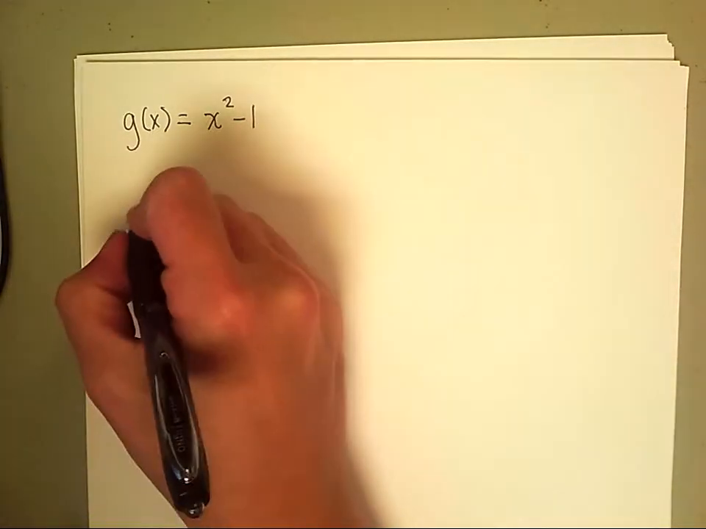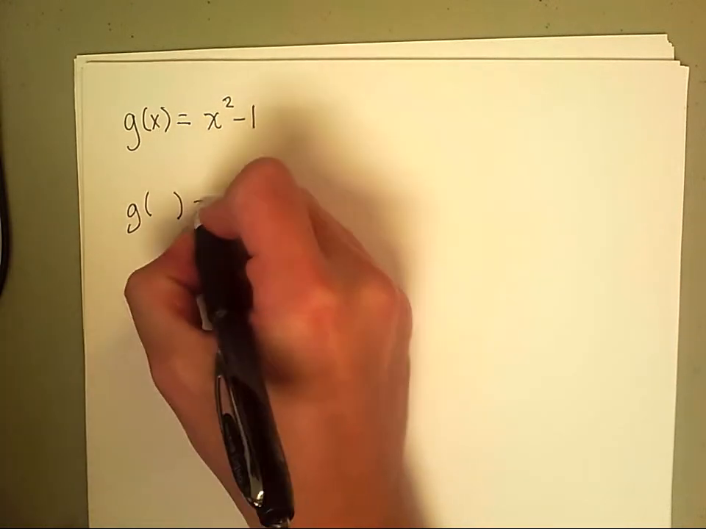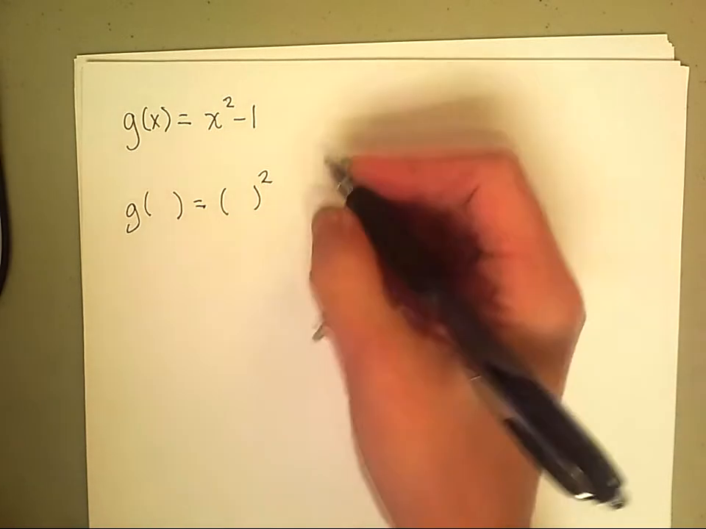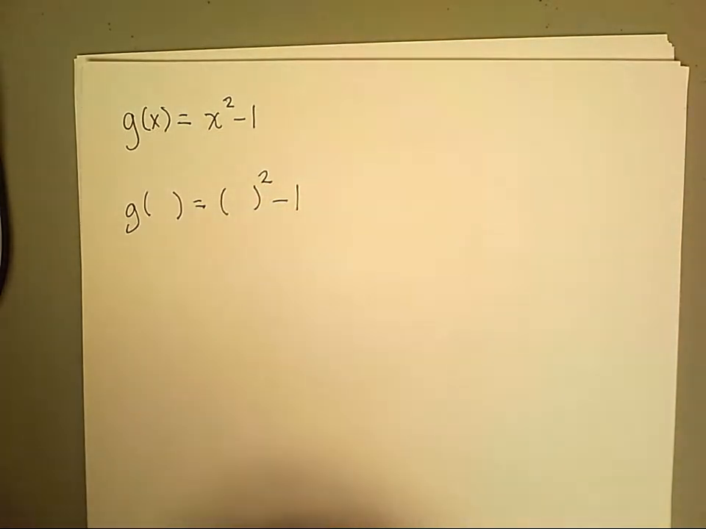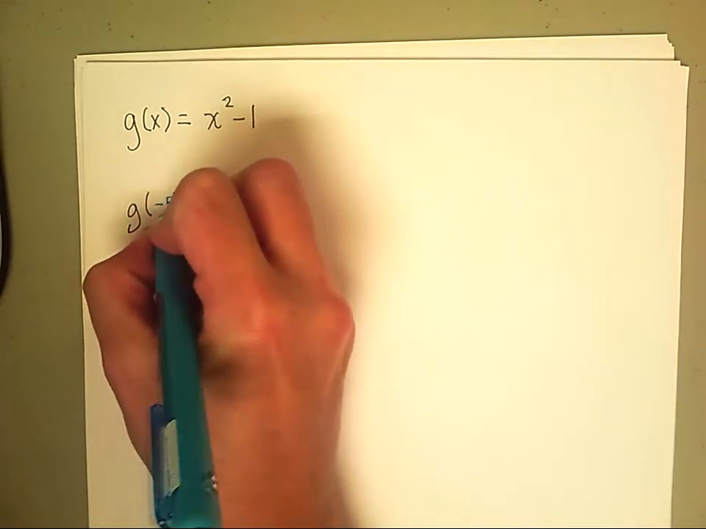Alright, we've got quite a few to find here. We need to find g of negative 5, first of all. So that's going to be the function, whatever I put in for x will be squared, and then we'll minus 1. Okay. So we're finding negative 5.